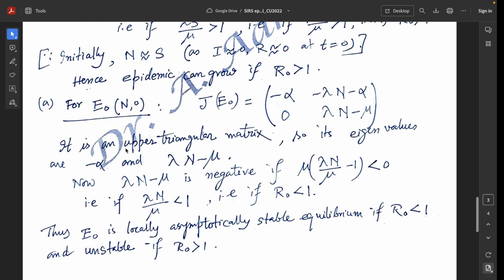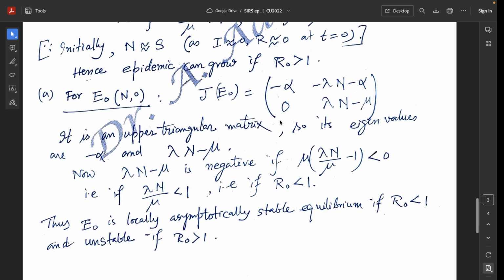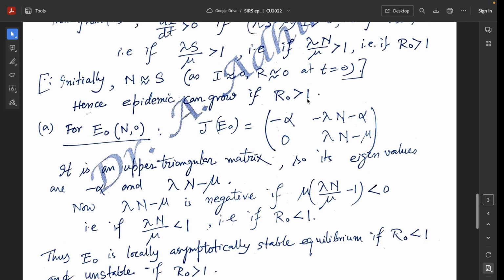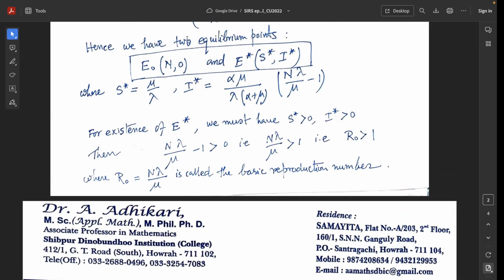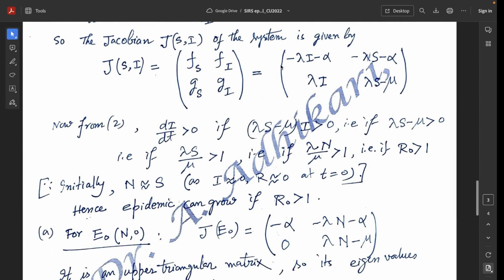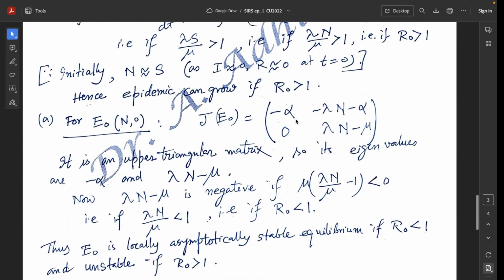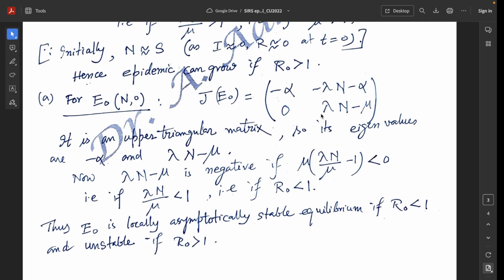And for the disease-free equilibrium point E0, we get J at the point E0. This is the value. Put S equal to n and I equal to 0 in this matrix. So we get this. This is an upper triangular matrix. So its eigenvalues are minus alpha, minus mu, and lambda n minus mu. Alpha is positive, so minus alpha is negative, and lambda n minus mu is negative if lambda n minus mu is less than 0.